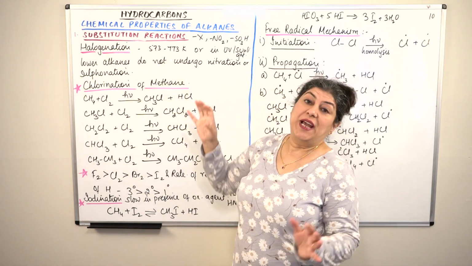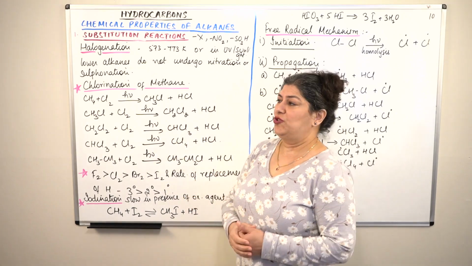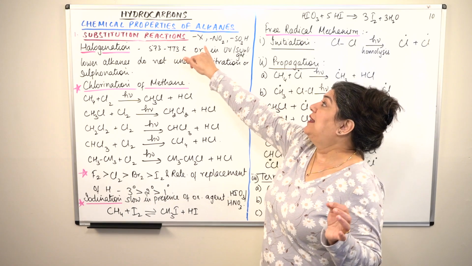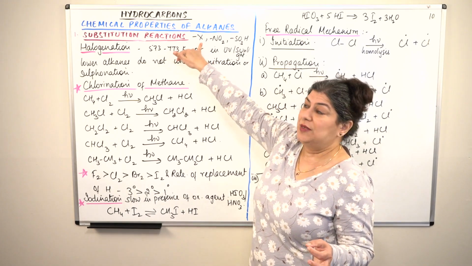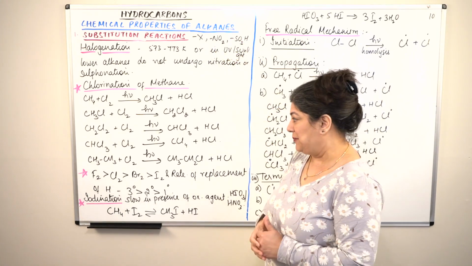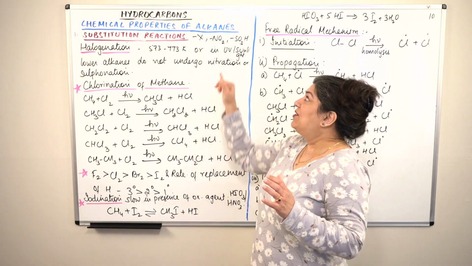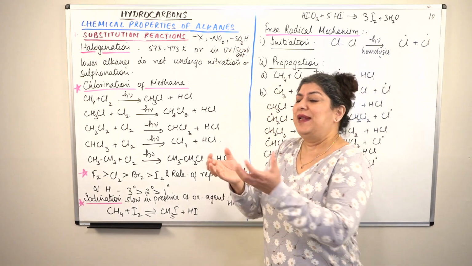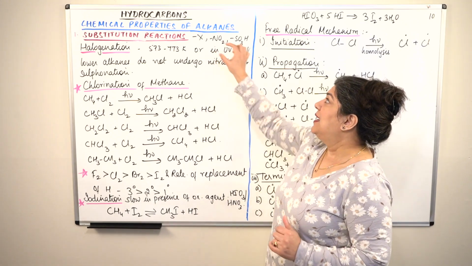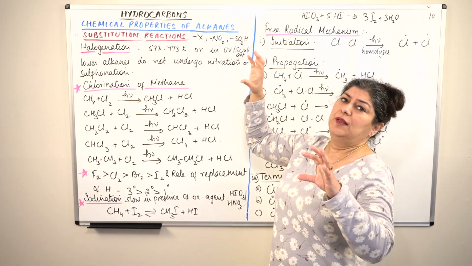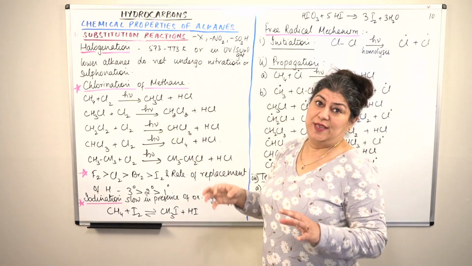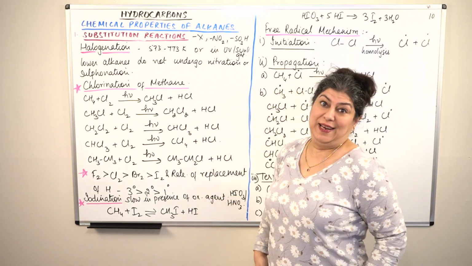So substitution reactions do take place, and what kind of substitutions are seen in the case of alkanes? In the case of alkanes, we find that they get substituted by halogens. Nitration can take place and sulfonation can take place. So nitration and sulfonation do not take place for lower alkanes. They usually take place for higher alkanes. So they would be important, but only for higher alkanes. While halogenation is something that can take place for all alkanes.